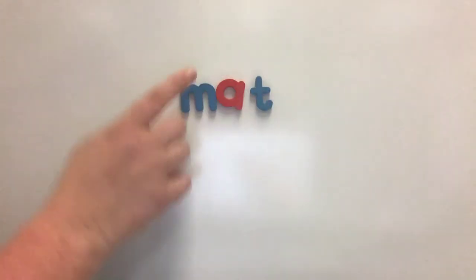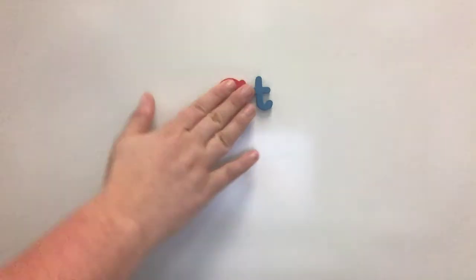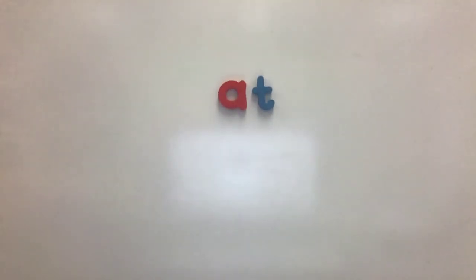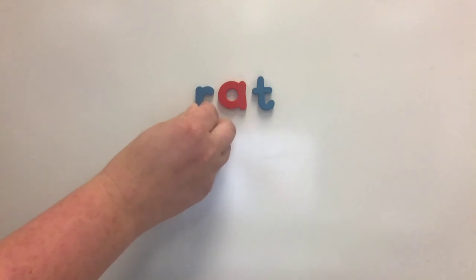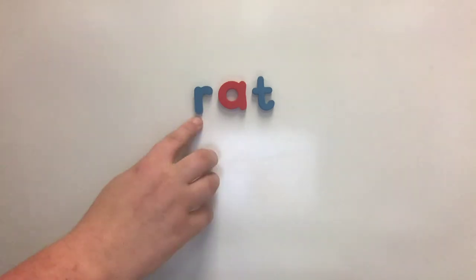Okay, now I want to change the beginning sound again. So get rid of the M. We're going to put a new beginning sound for our at word family. I want you to find the beginning sound. Go ahead, find the letter that makes the R sound. Put it at the beginning of the at word family. Did you find this letter? That is R, ring. Do it with me, R, ring.